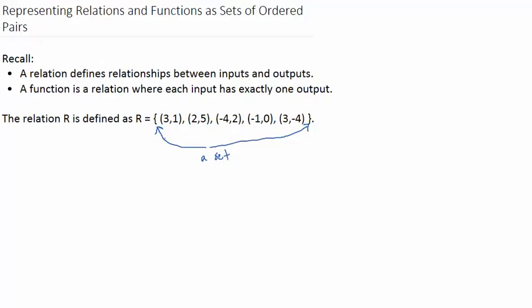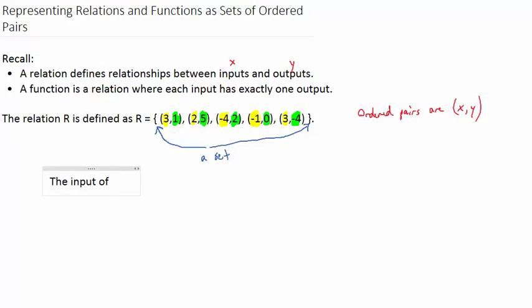Okay? Now, how is this a relation? How is this defining relationships between inputs and outputs? Well, we already know that inputs are commonly represented with X and outputs are commonly represented with Y, and ordered pairs are precisely (X, Y). So the first element in each of these ordered pairs are inputs, and the second element in each of these ordered pairs are outputs.